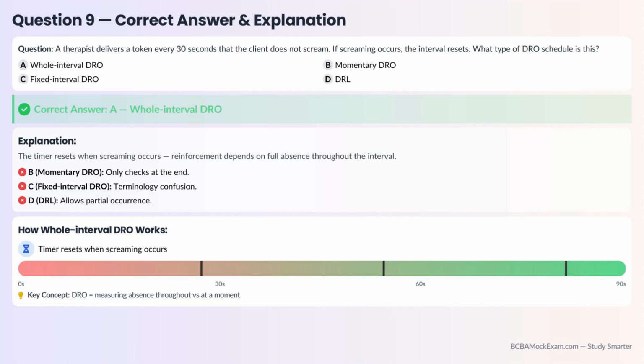Option C, fixed interval DRO, is a confusing label the exam might throw in, but what matters is that this is an interval-based DRO with whole interval criteria. Option D, DRL, allows some screaming as long as it's less frequent, which contradicts the reset rule here.